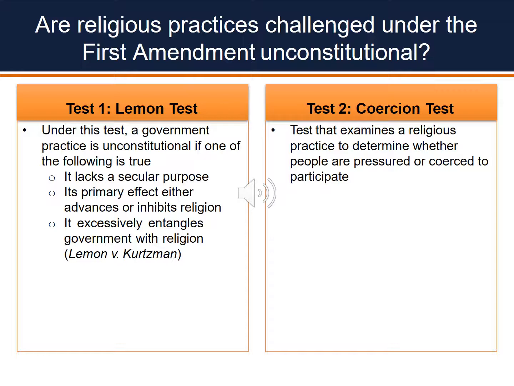Next is the coercion test. This test determines or helps us examine whether a religious practice coerces or pressures groups of people to participate. Think back to our previous slide and example regarding public institutions requiring that students abide by or practice a certain prayer and or religion. Therefore, if these tests are met, we can potentially see that the practice might indeed be unconstitutional. We'll move now to our third test.